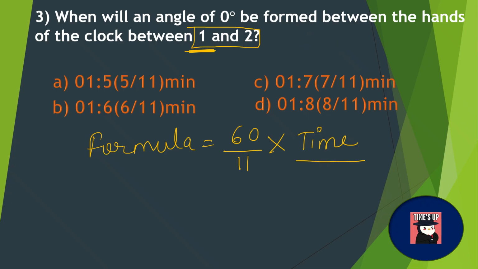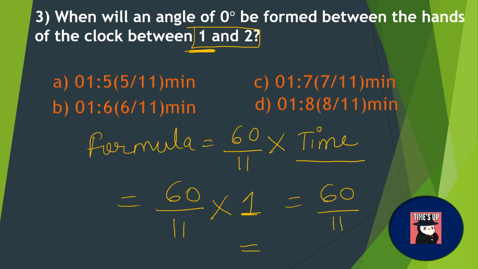So, we'll substitute the formula here. 60 divided by 11 into 1 you need to take, correct? Here 1 and 2 o'clock is there. So, first time is 1. 1 you need to take. So, it comes to 60 divided by 11. 60 divided by 11, how you will solve?